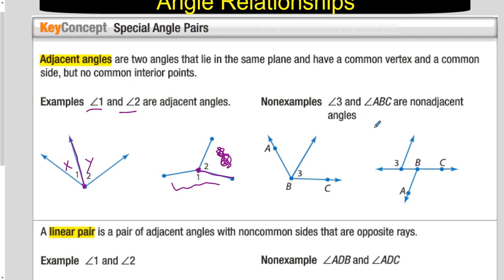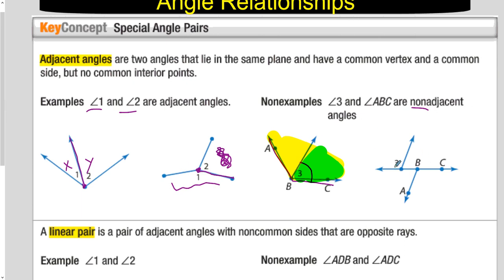Things that are not examples in this case, ABC, so this angle and angle 3 are non-adjacent because they do have overlapping interiors. So if I highlight this to show you, ABC is the yellow stuff, right? That's the interior of ABC. And the interior of angle 3 is right here. That overlaps, so they are non-adjacent.